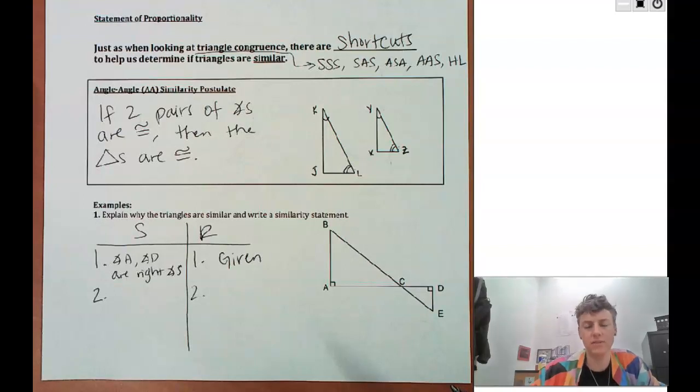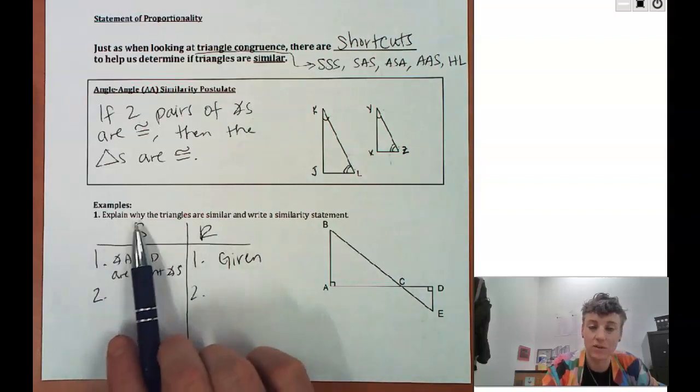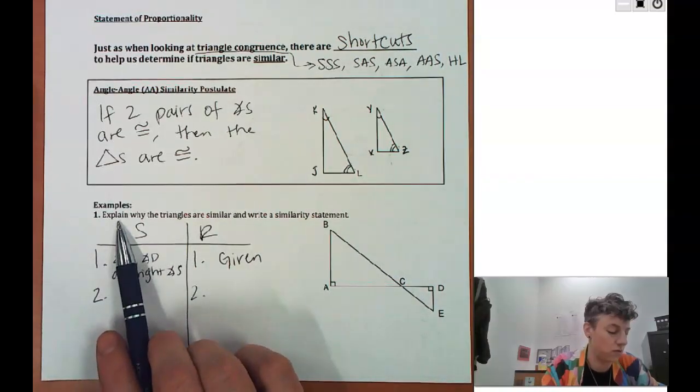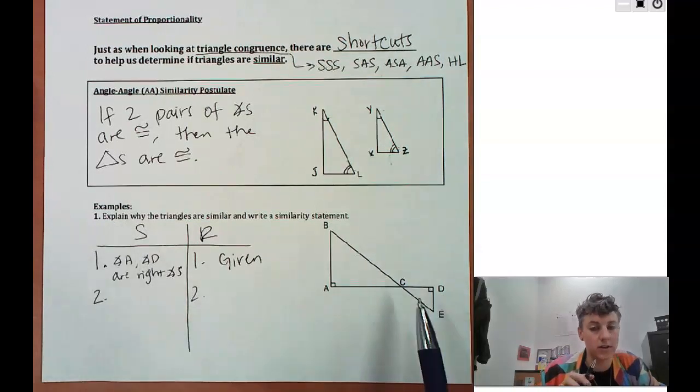We're back. We had some technical difficulties in that last little go around, but it's all good. So we're doing our proof. That's how we're explaining. We're using a proof to explain why these triangles are similar and writing a similarity statement.